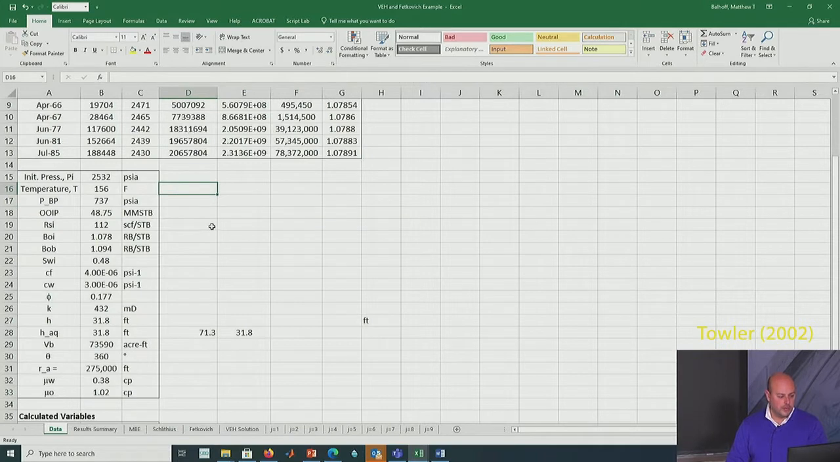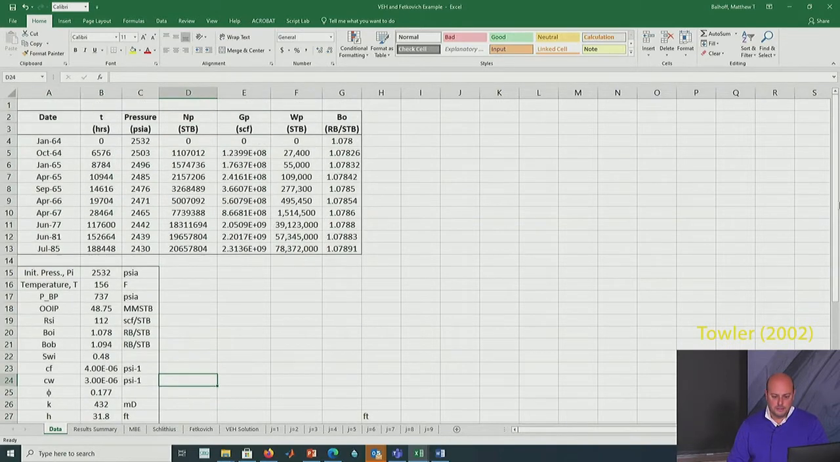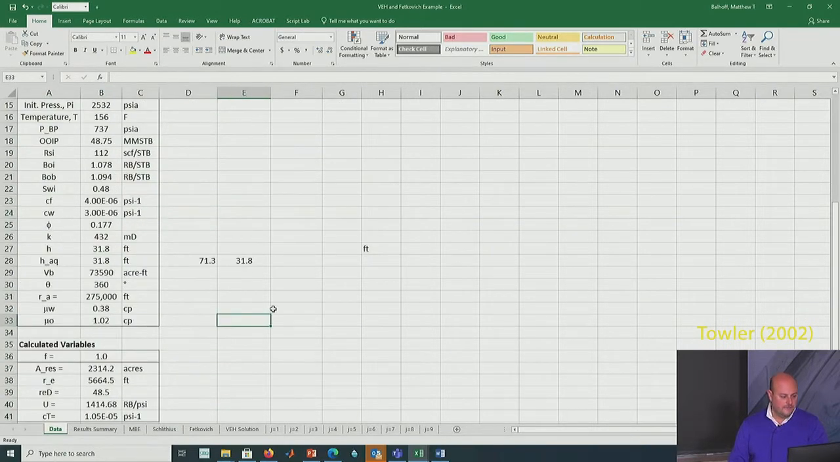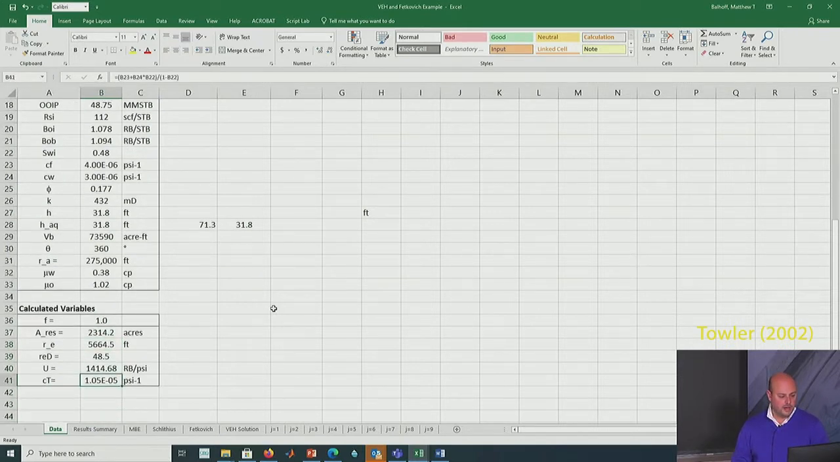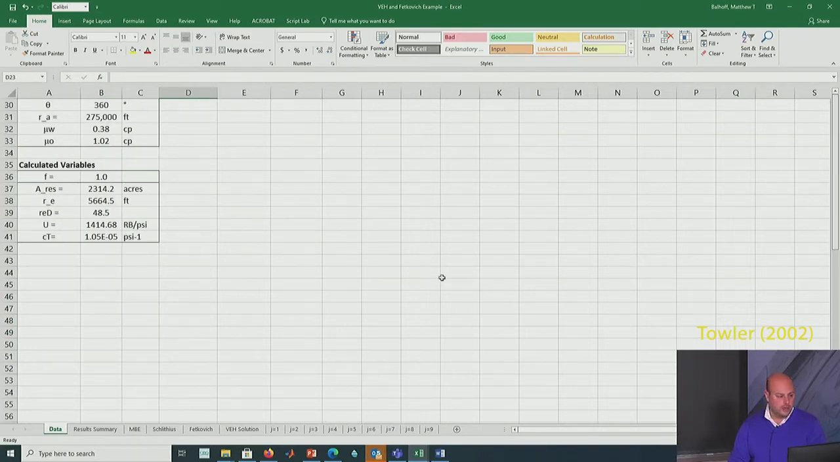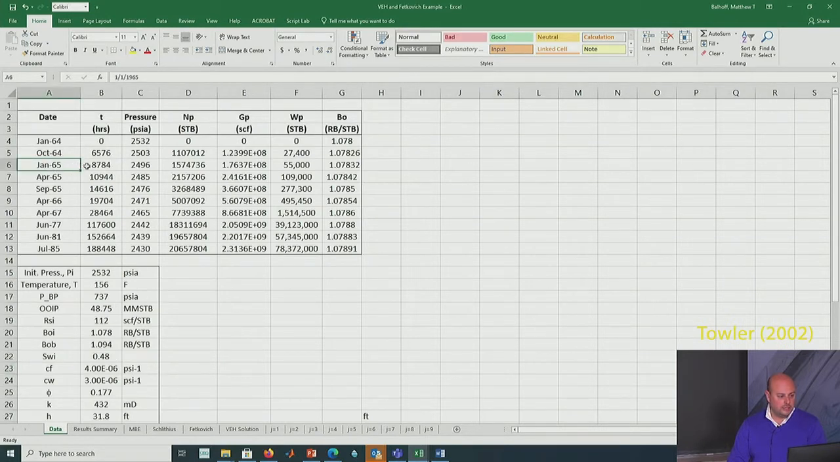There are some other properties that I went through last time. They're all given here. Okay, and then what I did is I made some initial calculations. So I calculated F, for example, which is the ratio of the angle divided by 360, and so it's a full circle, so it's 1. The area of the reservoir, which came from the bulk volume, effective radius. We've done all this, so I think I'll go through this quickly. We calculated this U constant, and what we did last time is I asked you to calculate the amount of water encroached in January 1965. So really after 8784 hours.